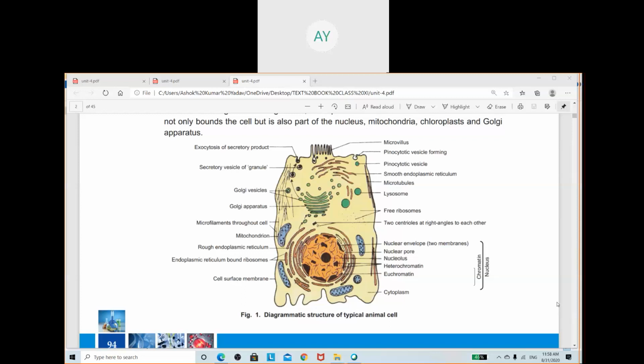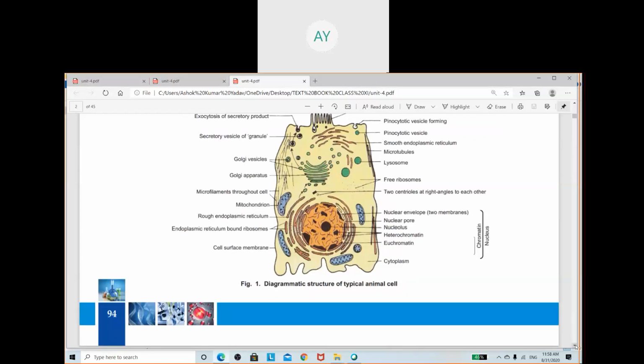Okay. So what are the other differences between plant cell and animal cell? Sir, photosynthesis occurs in the plant cell, and the vacuole is much bigger. Yes, vacuoles are very large in the plant cell and smaller in the animal cell.